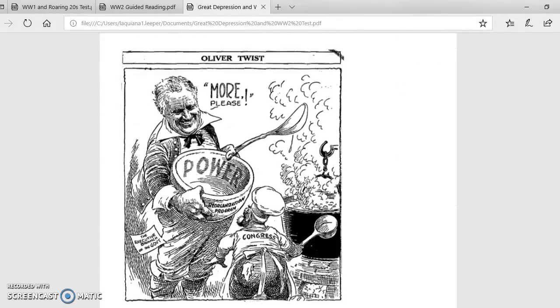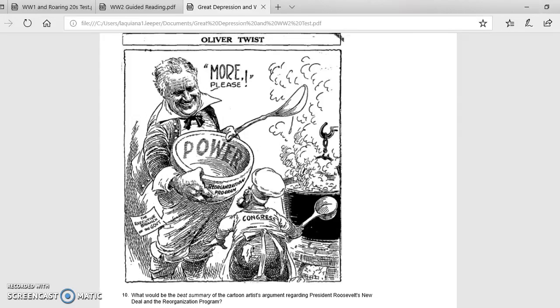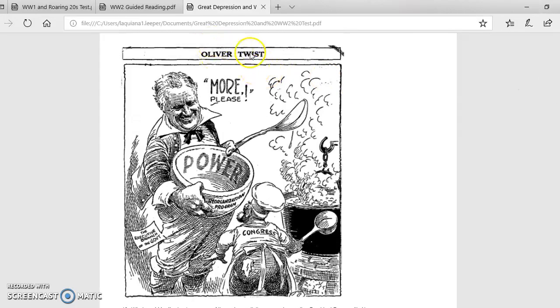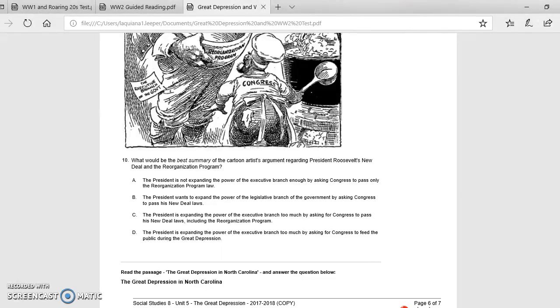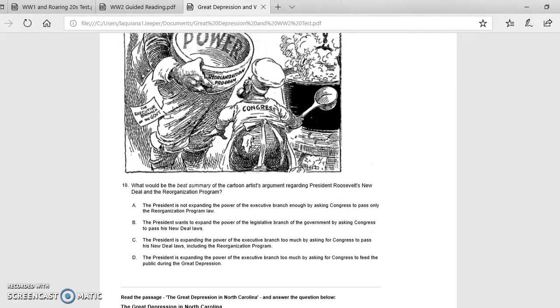So now you're going to look at a political cartoon for number 10. So this says Oliver Twist at the top. He's saying, "More, please." It says reorganization program, but inside of the bowl, it says power. The note says the executive branch of the government. The cook right here, his shirt says Congress. And he is the one serving the person. So, what would be the best summary of the cartoon arguments?